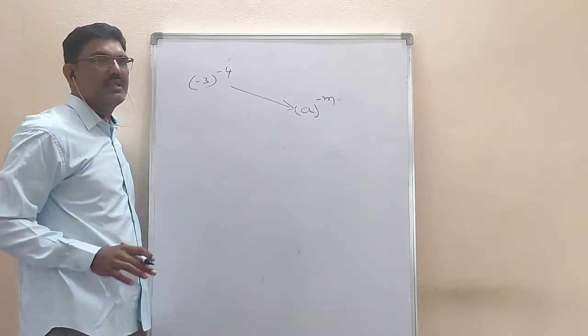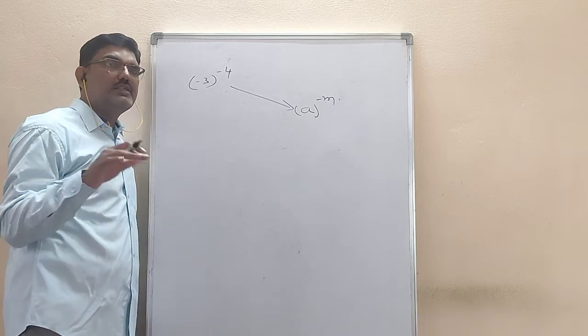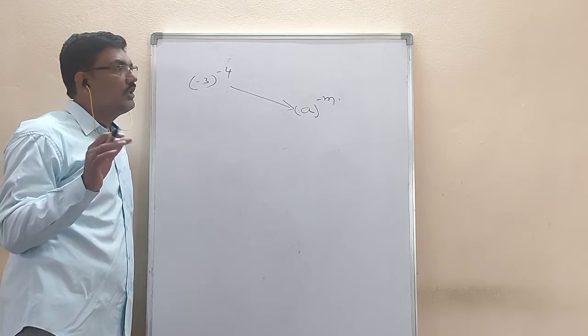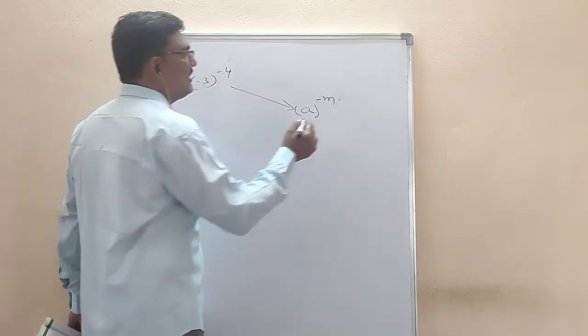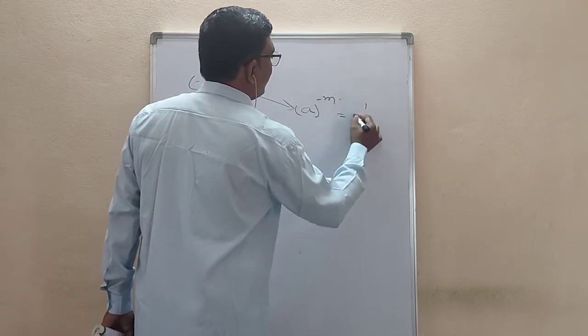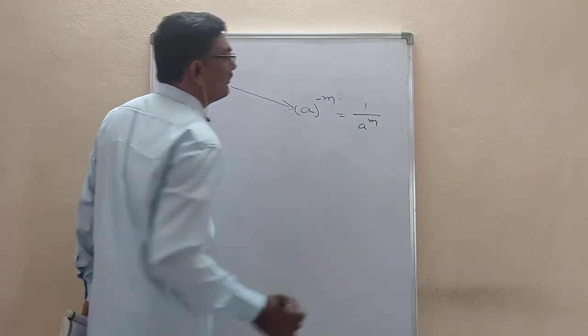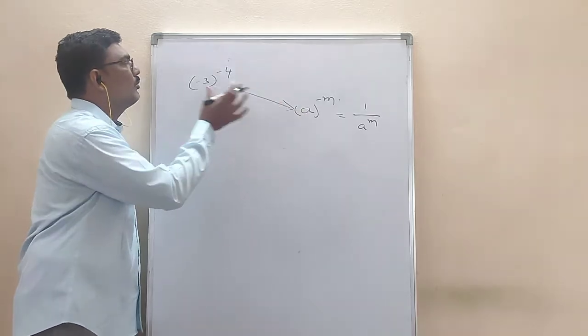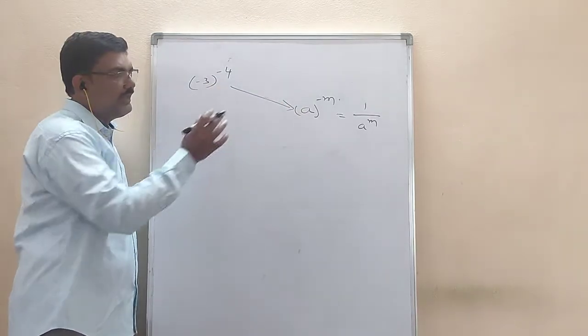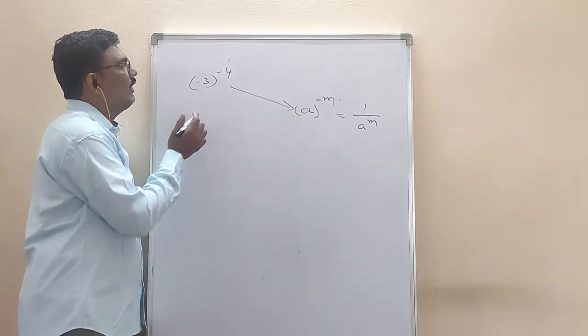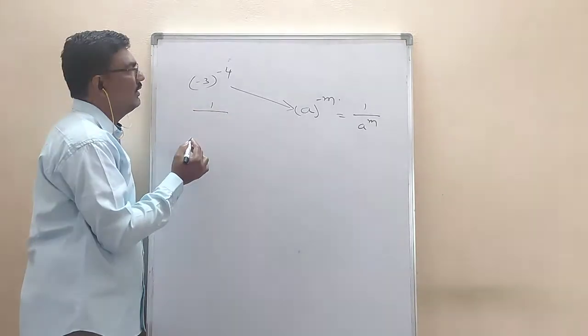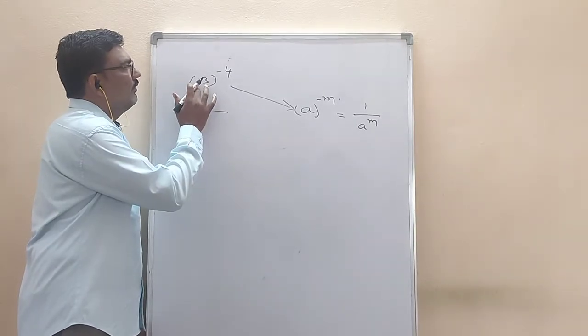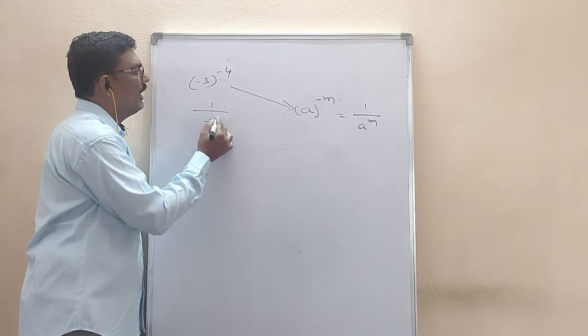In the power, minus is there. With a negative power you have one formula, that is a to the power of minus m is equal to 1 by a to the power m. If you apply the same formula to this one, application is very important. What you have to do is 1 by (-3) to the power 4. You have to write it.